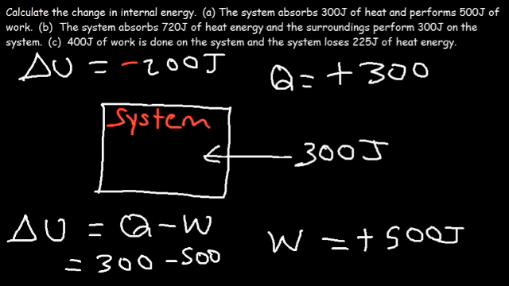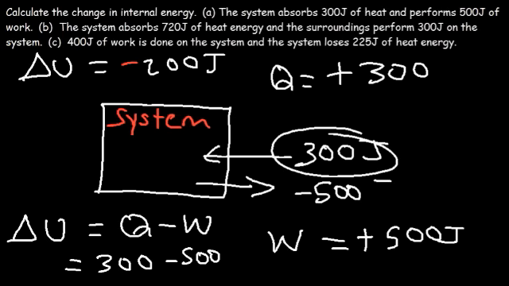Now let's make sense of this. Heat flows from the surroundings into the system, and 300 joules of heat flows into it. And the system performs work. To do work, it has to expend energy, so it loses 500 joules of energy. Therefore, we can see that the net change is negative 200. It took in 300 joules as heat, and it lost 500 joules by means of doing work on its surroundings.